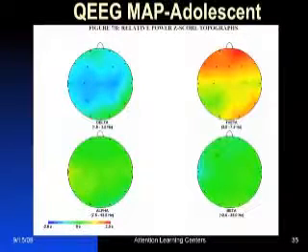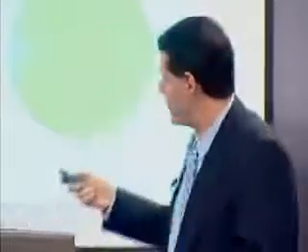The theta, the daydreaming, is high right in the frontal areas of the brain. The frontal areas of the brain are where your executive functions are. Your organization, your impulsivity, your attention. So that part of the brain had too much daydreaming. And this is a classic ADHD pattern.